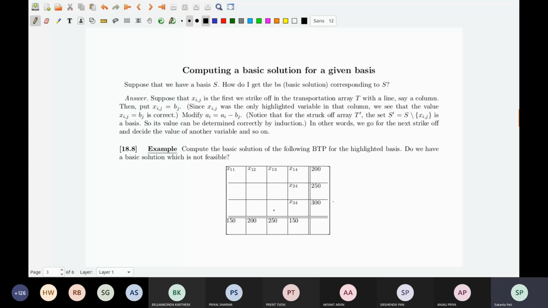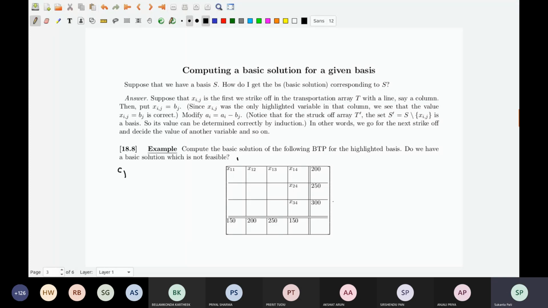So here there are many lines. For example, I can select row 3, or I can select row 2, which has a single highlighted variable, or I can select column 1, column 2, or column 3. I cannot select column 4 because column 4 has 3 highlighted variables. So any one of those you can select. So assume that you select C1 first.